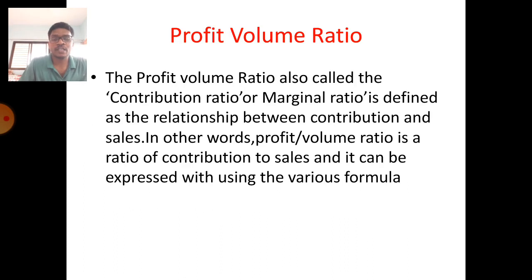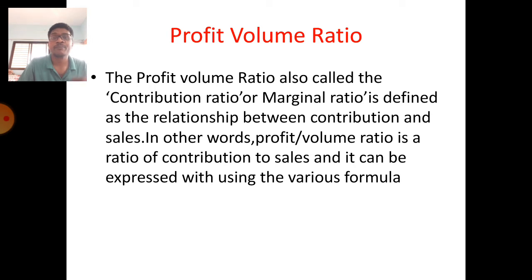The most important thing is the profit volume ratio. So how to calculate the profit volume ratio? The profit volume ratio, also called the contribution ratio or marginal ratio, is defined as the relationship between contribution and sales. In other words, profit volume ratio is the ratio of contribution to sales, and it can be expressed using various formulas.